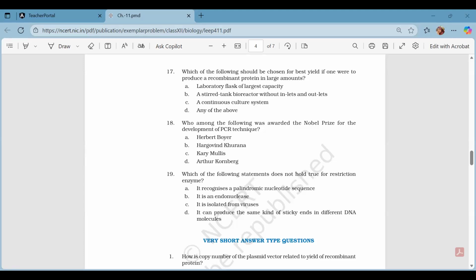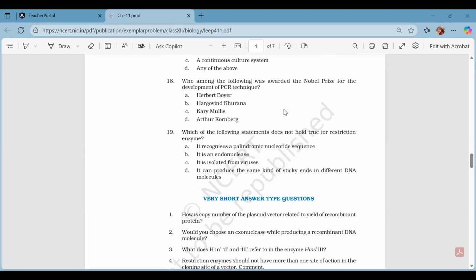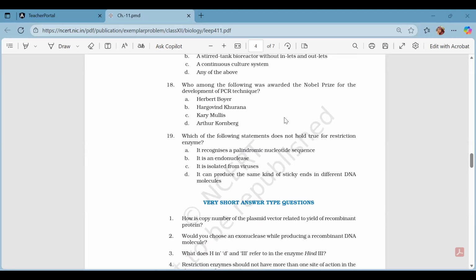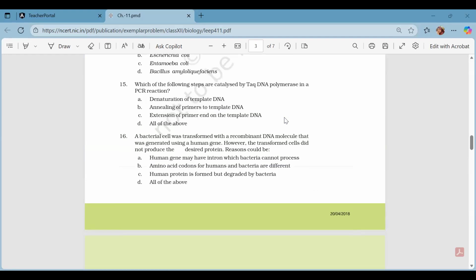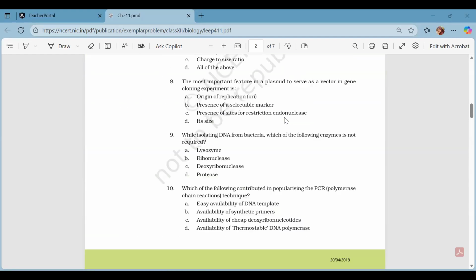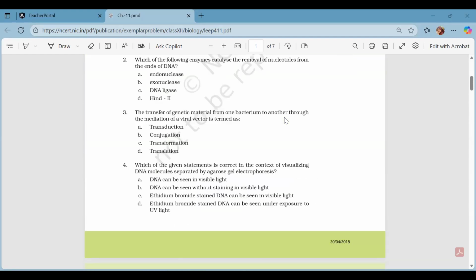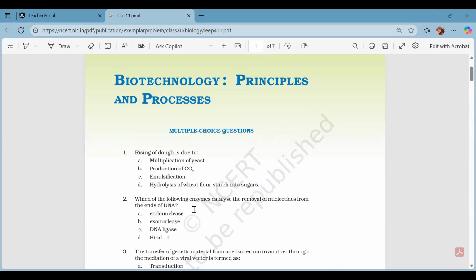Okay, Jyobita, any doubts in any of the questions? No. No doubts? All of the questions you were able to do? Yeah. All right. So today we have completed the biotechnology principles and processes chapter. Now we will start with the applications part from the next class.